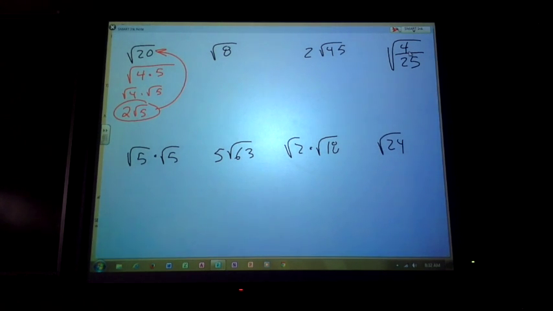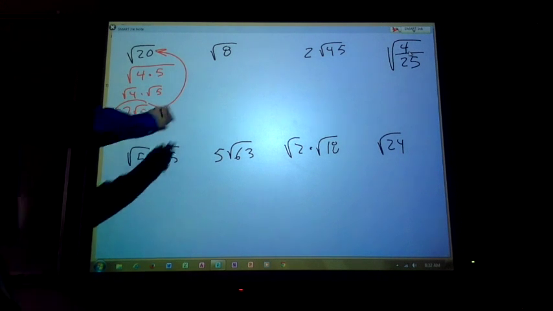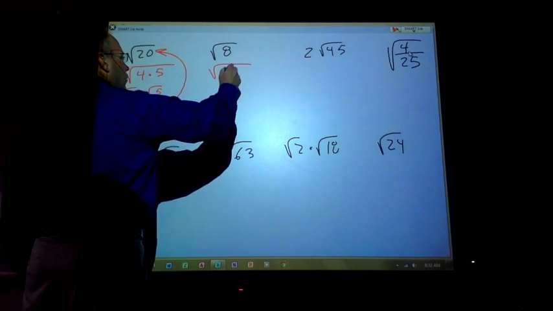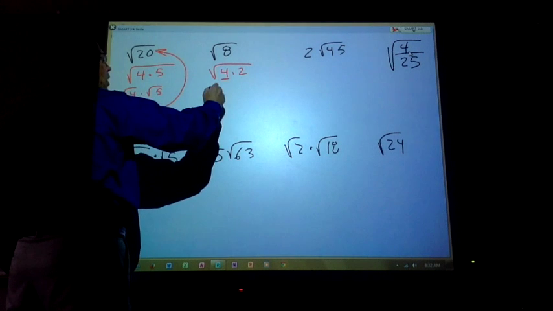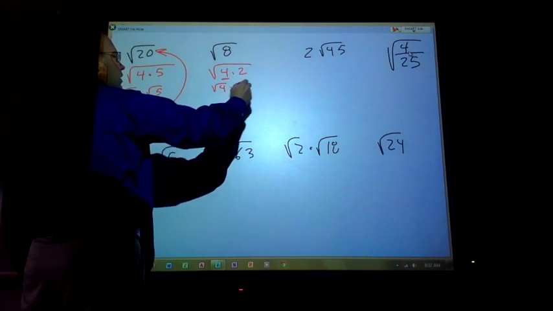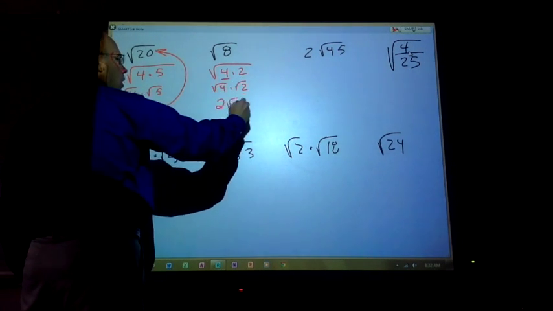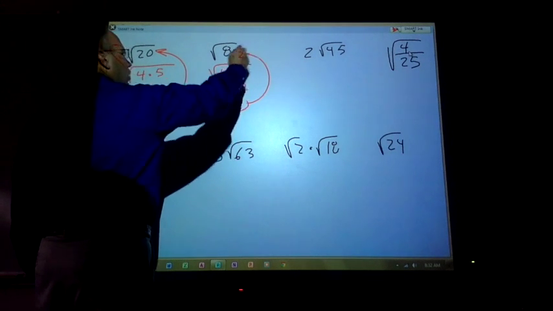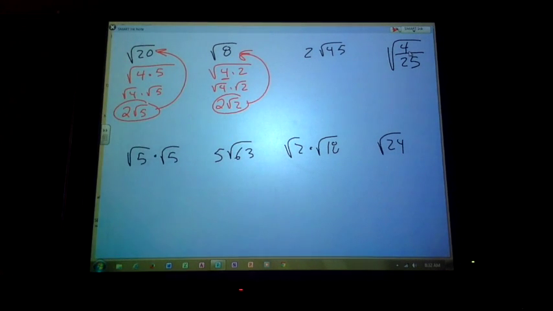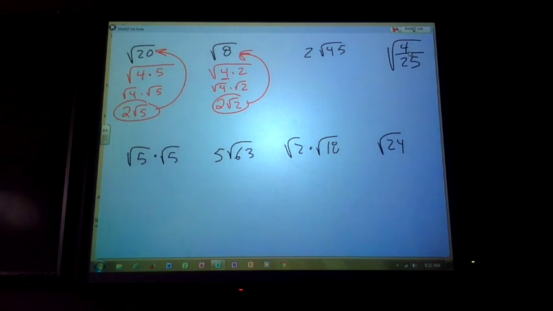Back. 4 times 2, and then, right, there you go. 4 times 2. The square root of 4, this is going to be the same thing as this. Square root of 4 is 2, so you get 2 square root 2. So 2 square root 2 is the same thing as square root of 8. Okay? So the third one, we have 2 square root 45.